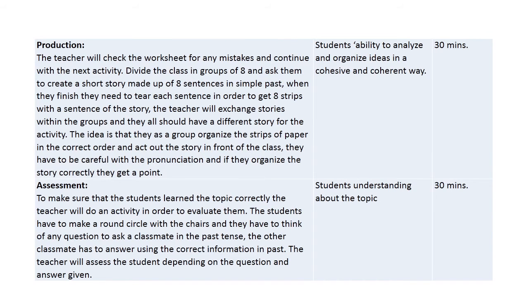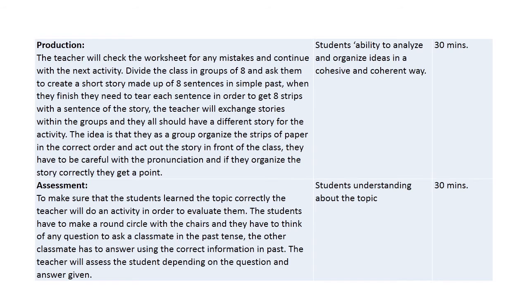For the production part, the students have to create a short story made up of 8 sentences in simple past. When they finish, they need to tear each sentence in order to get 8 strips with a sentence of the story. The teacher will exchange stories within the groups, and they all should have different stories for the activity. The idea is that each group organize the strips of paper in the correct order and act out the story in front of the class.